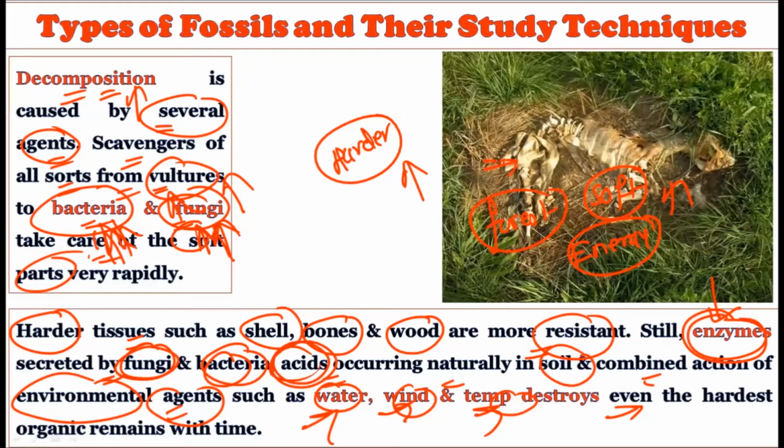Okay, so you know that decomposition is a very strong process. Whether it's the soft tissues or the hard bones, all these things will get decomposed over a period of time. So natural death will not create any type of fossil record. You should have a clear-cut idea about this. Whenever there is a natural death of any animal or plant on the mother earth, it will not create any type of fossil.